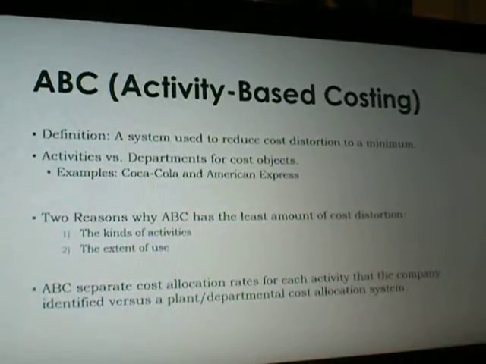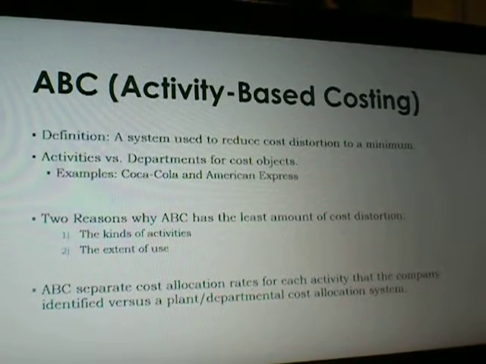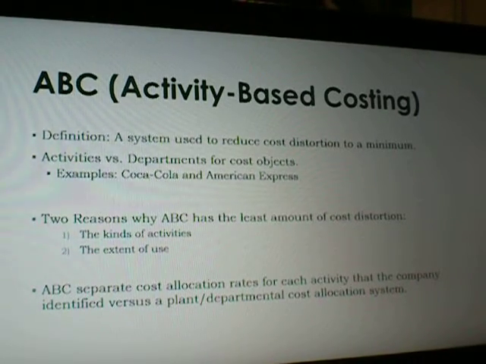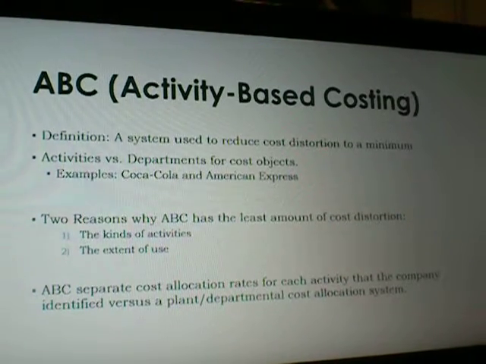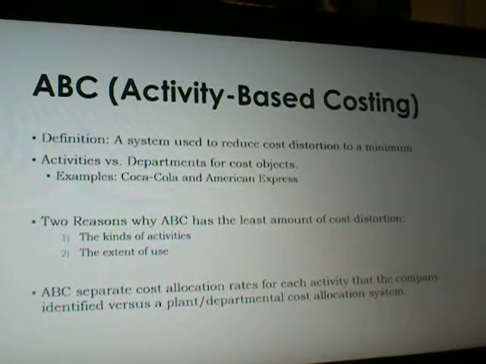First off, we have the ABC, which is the Activity-Based Costing. The definition for this is a system used to reduce cost distortion to a minimum. What activity-based costing does is assign the cost to the activities versus departments, as in the plant-wide allocation system, and it uses the activities for their cost objects.